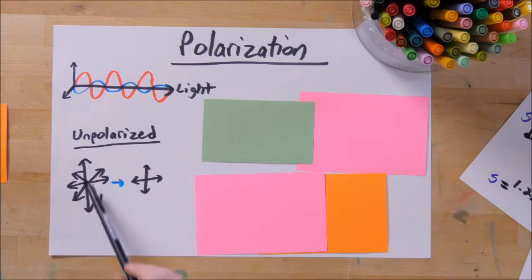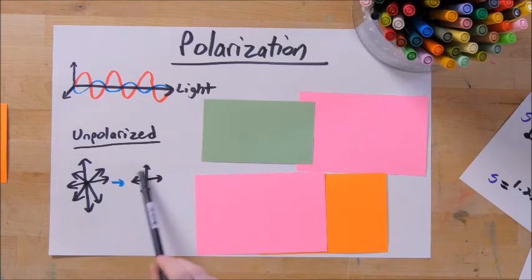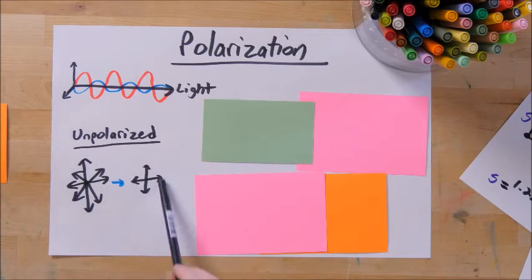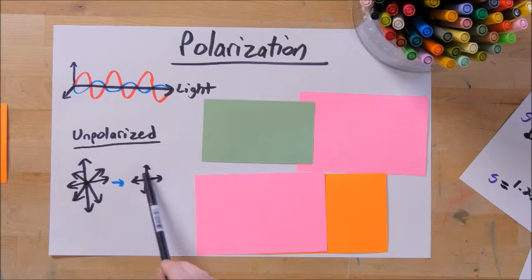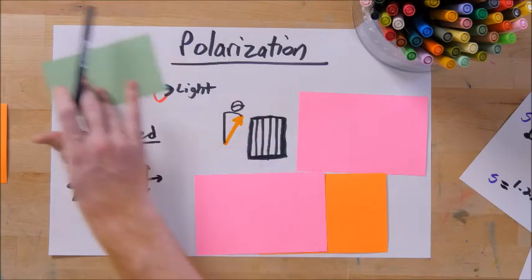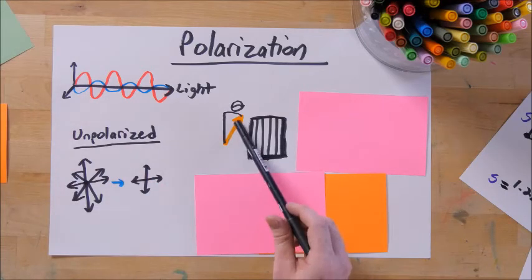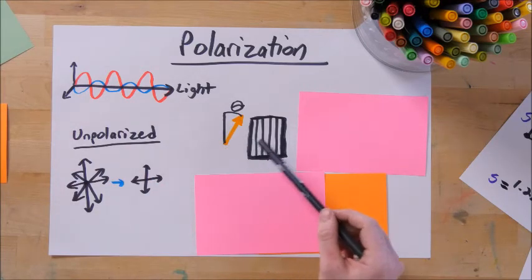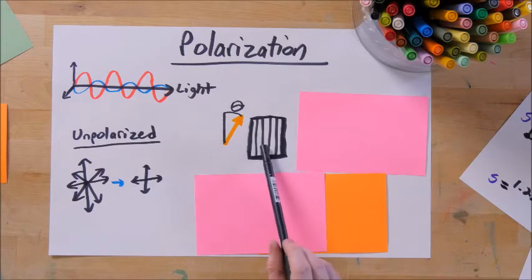We can break this into just X and Y components and represent it like this. Now, how we can take this unpolarized light to make it polarized light is the question. So if we add a filter in front of some kind of polarized or unpolarized light, we can actually screen out certain electric fields that can come through.